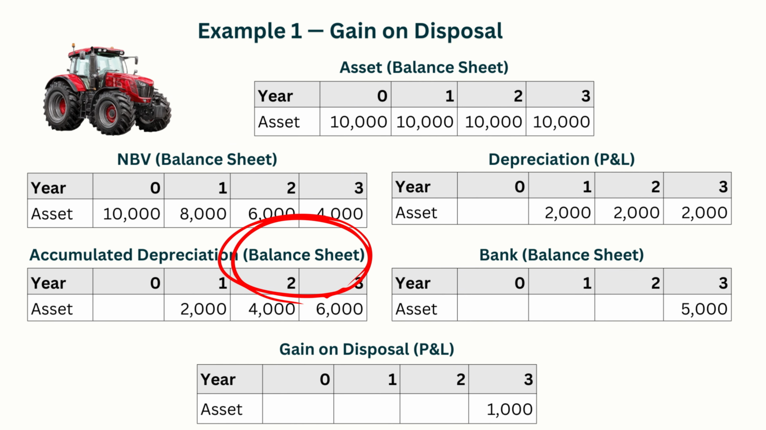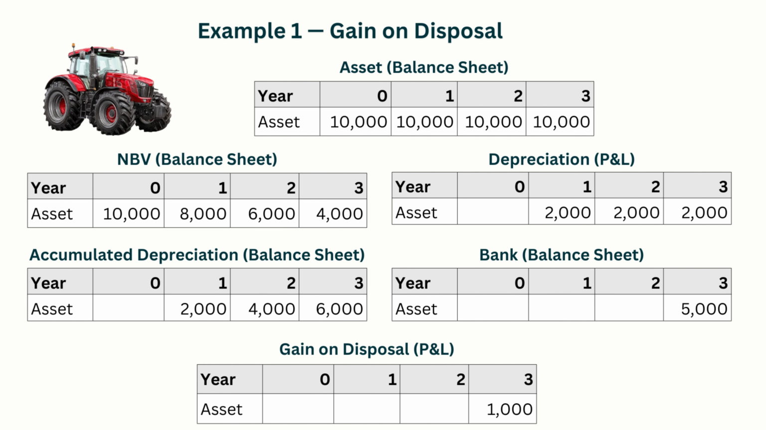Accumulated depreciation is in the balance sheet. Accumulated depreciation builds up over time. At the end of year 1 is £2,000. At the end of year 2 is £4,000. At the end of year 3 is £6,000. This is not an expense each time. It's the total depreciation collected in the balance sheet.